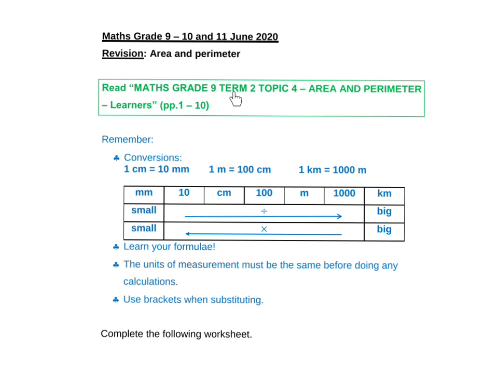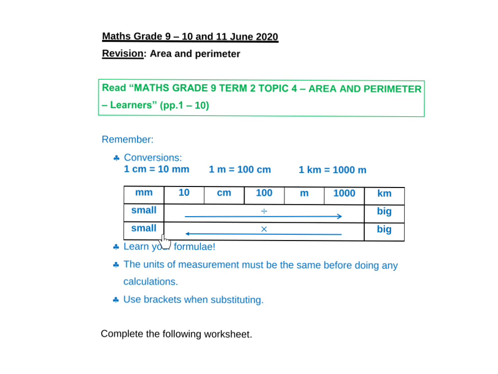Firstly, we're looking at the document term 2, topic 4, where you can go read through the pages 1 till 10. Just a few reminders about the conversion factors. If you go from millimeters to centimeters, you divide by 10. Then if you go from centimeters to meters, you divide by 100. As you can see, if we go this way, in other words, smaller unit to bigger unit, we divide. And then if we go from meters to kilometers, we divide by 1,000.